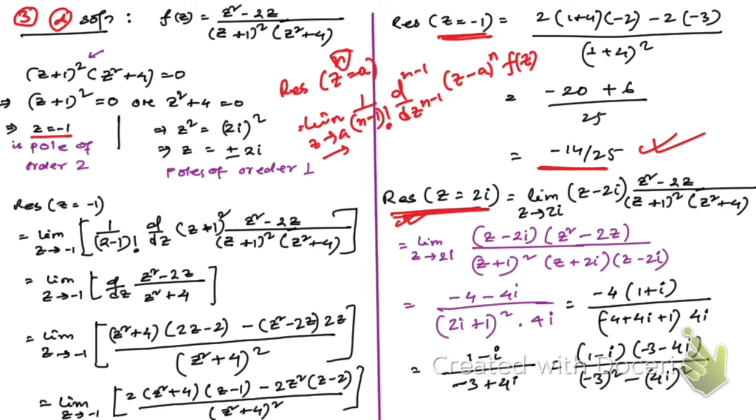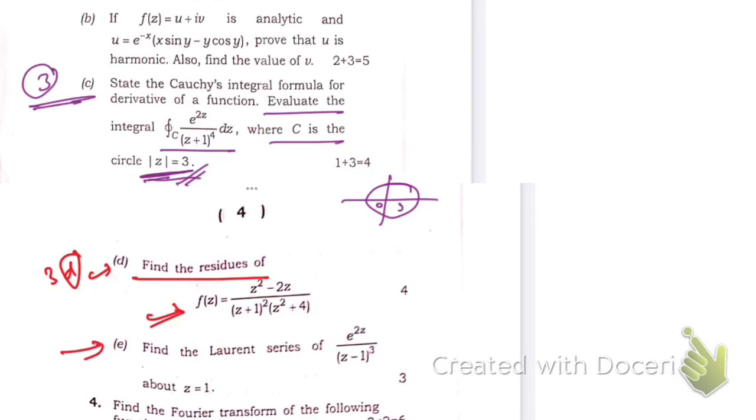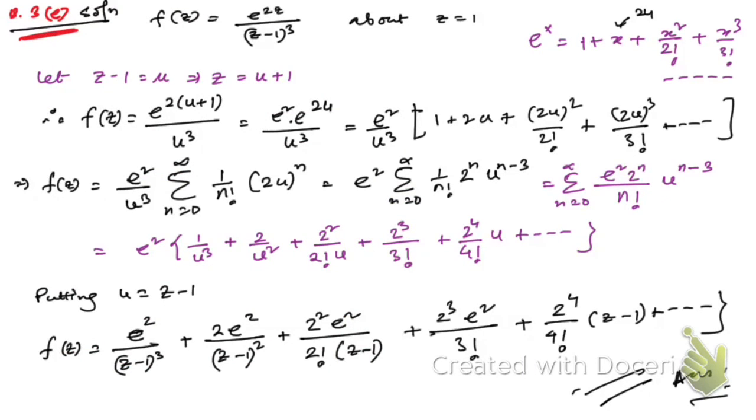So now let's move on to the next problem, that is question number 3. So here is question number 3e. Find the Laurent series of this about z is equal to 1. So let me go to the solution. Here is the solution of 3e. This is the function f of z, right? We need to find the Laurent series about this.